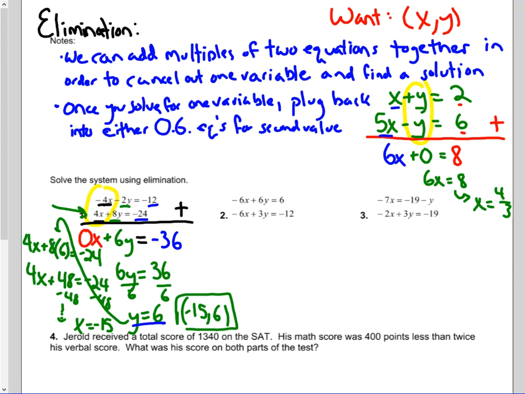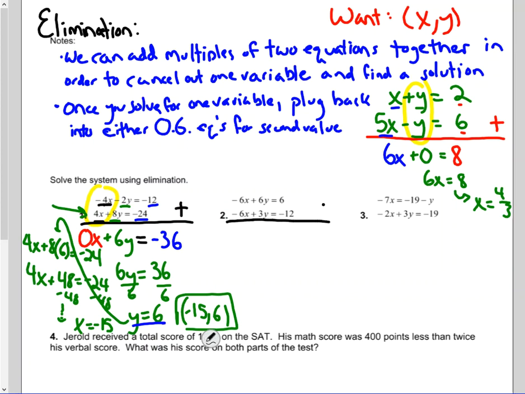Number 2, it gives us negative 6x plus 6y is equal to 6, and negative 6x plus 3y is equal to negative 12. Okay, instinctively, I see a negative 6x and a negative 6x. Don't write down what I'm about to do. Do not write this down. I'm going to make a mistake.